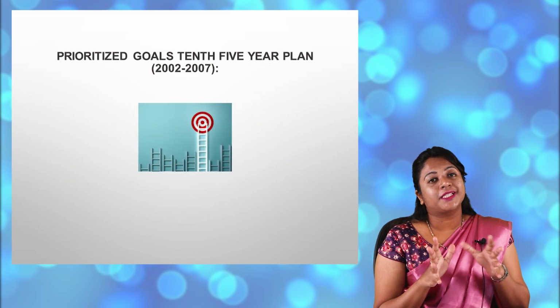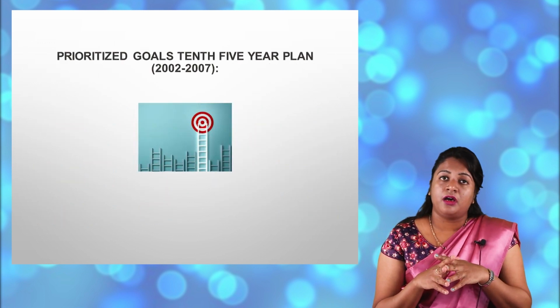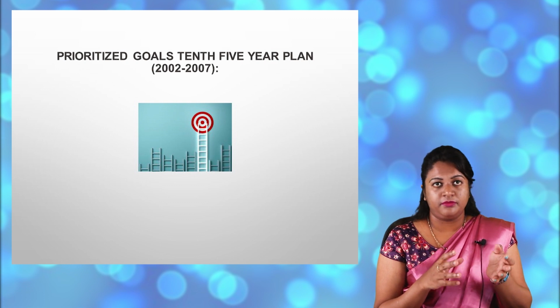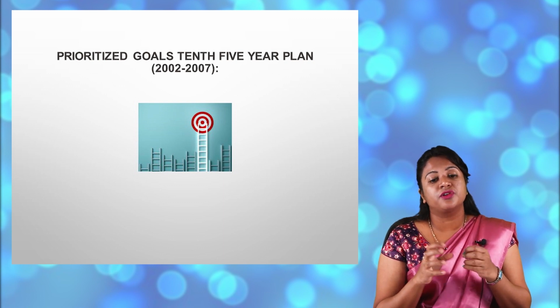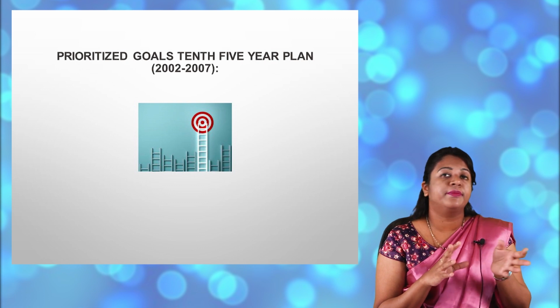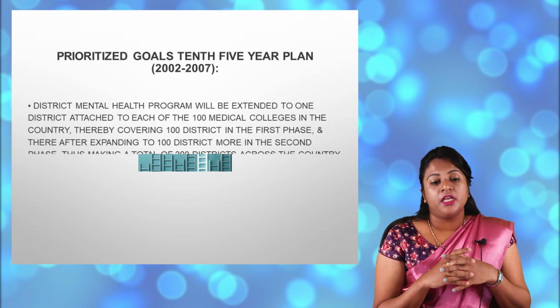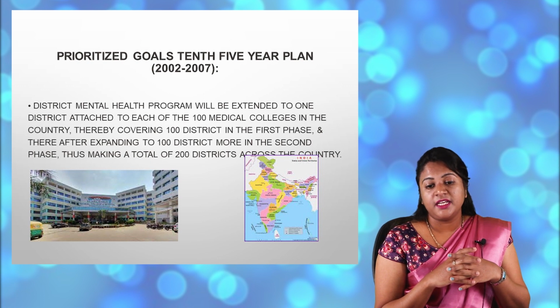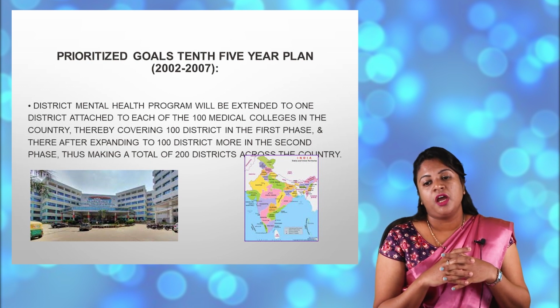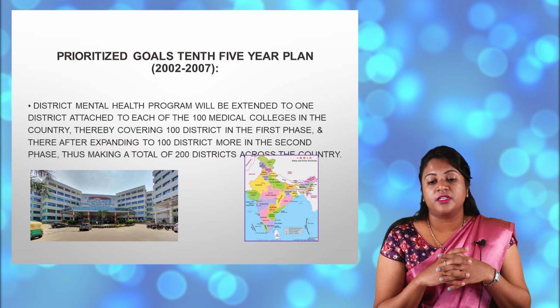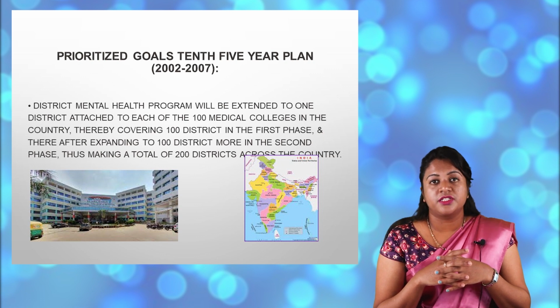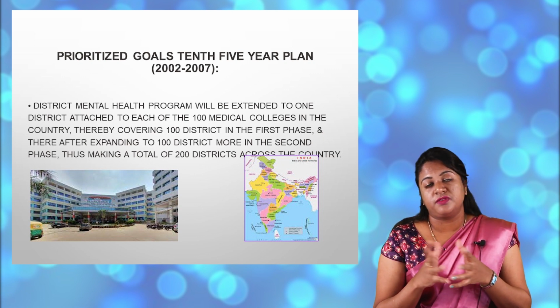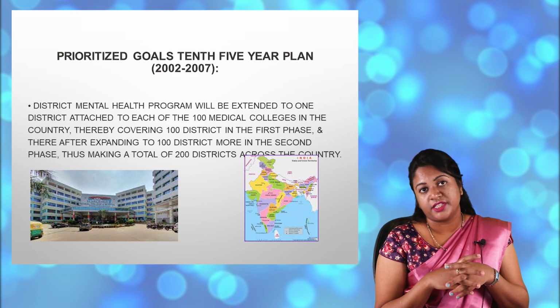So moving on to the goals related to the 5-year plans. We have got different goals according to each 5-year plan. So we'll see the prioritized goals for the 10th 5-year plan, which is from the year 2002 to 2007. The district mental health program will be extended to one district attached to each of the 100 medical colleges in the country, thereby covering 100 districts in the first phase, and thereafter expanding to 100 more districts in the second phase. Thus we can have 200 districts across the country.